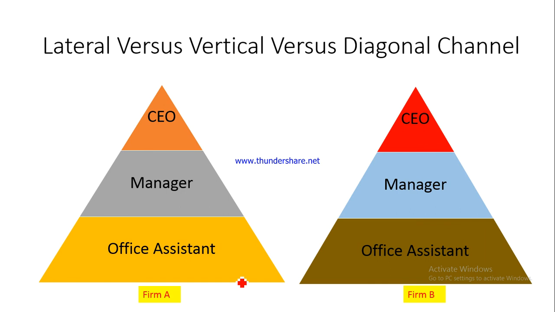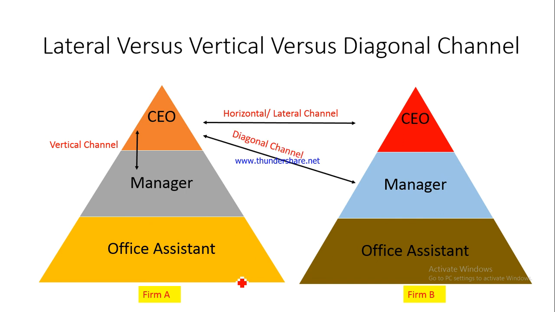So let's have a look at what we mean by it. By looking at this particular figure, there are two firms, firm A and B, and you can understand there are three levels of hierarchy: the CEO, followed by the manager, followed by the office assistant. Now this is the horizontal lateral channel. Same level, either in the same organization or between two different organizations, horizontal lateral channel. In the same organization, between two different levels, between CEO and the manager, it is a vertical channel.